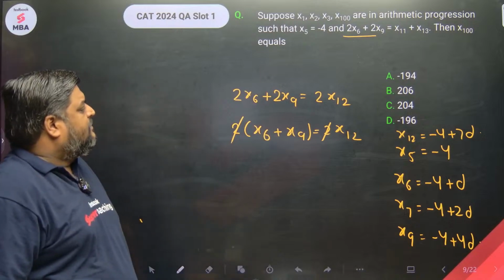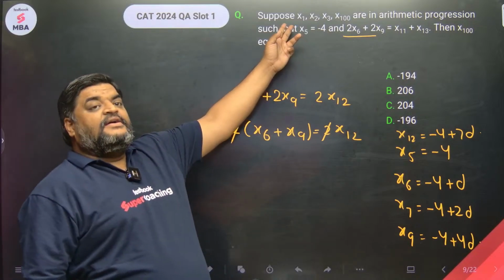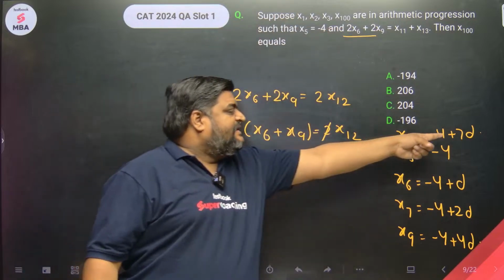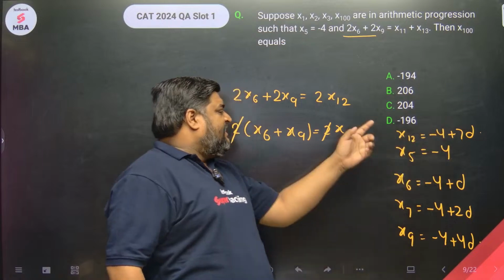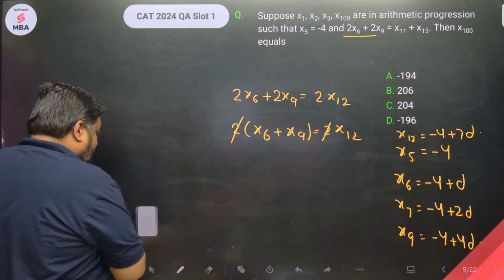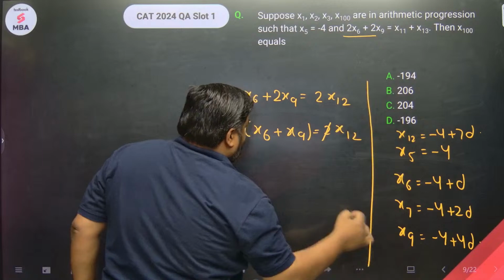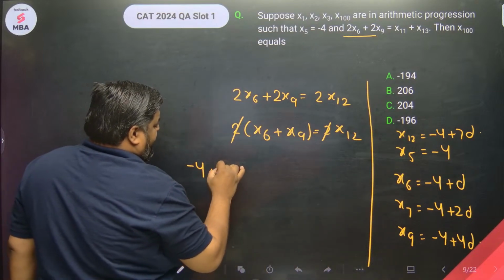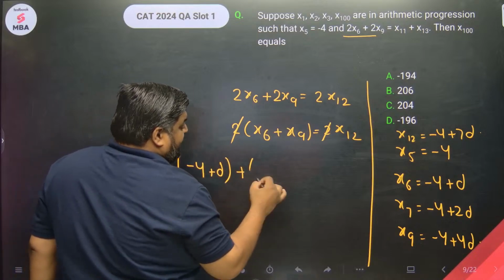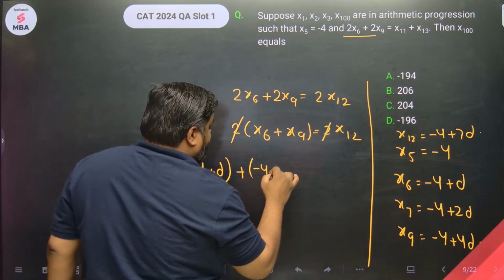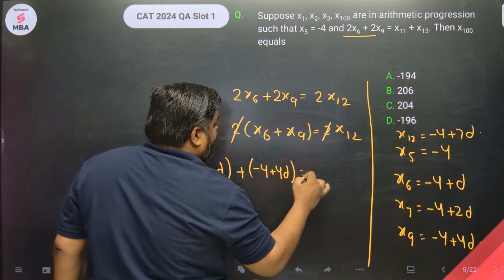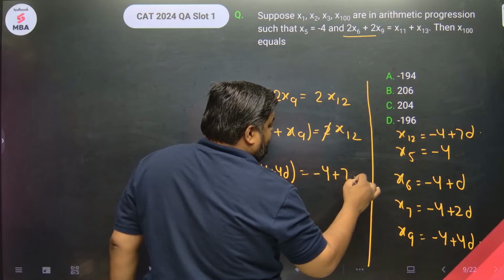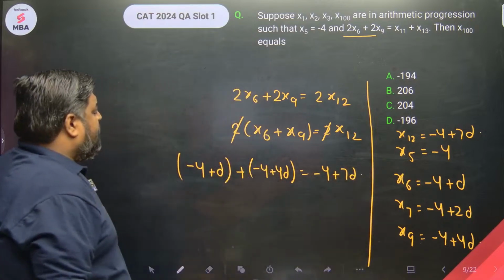Yes or no? You have x5. x12 is the 7th term from x5. So d will be added 7 times. Put these values, and you will get the value of d. As simple as it is. Put x6 as -4 plus d, plus x9 as -4 plus 4d, and x12 as -4 plus 7d. Solve this.